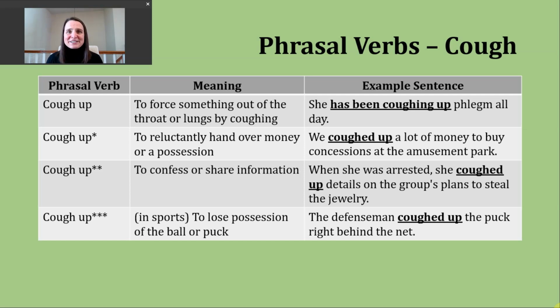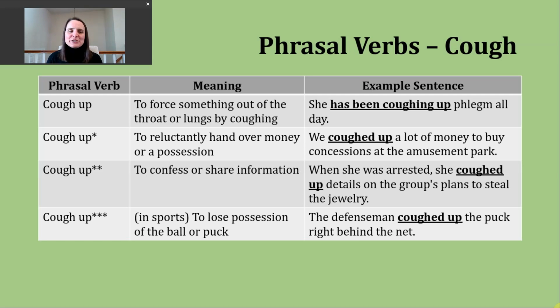A third way to use cough up is to confess to something or to share information. An example of this might be, when she was arrested, she coughed up details on the group's plans to steal the jewelry. So here, a particular person shared information about a plot to do something illegal. Or another way, she confessed to planning a crime with others.